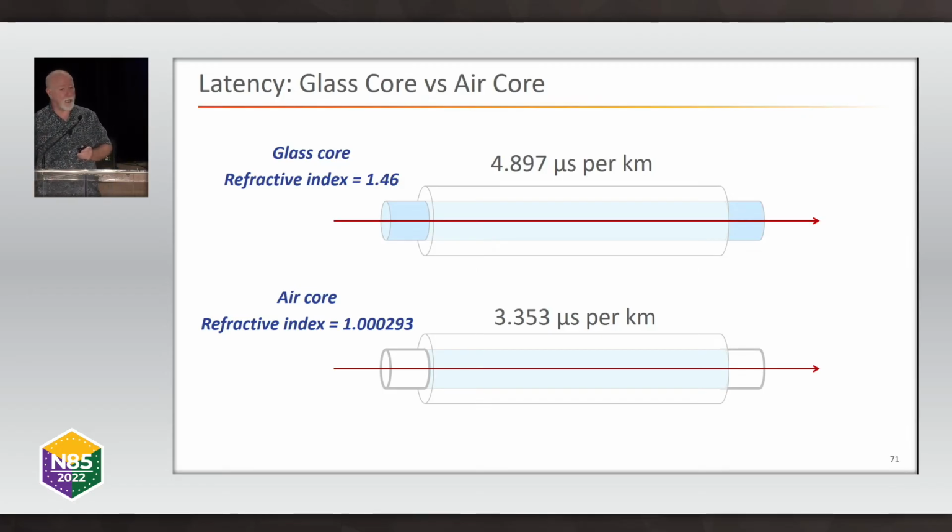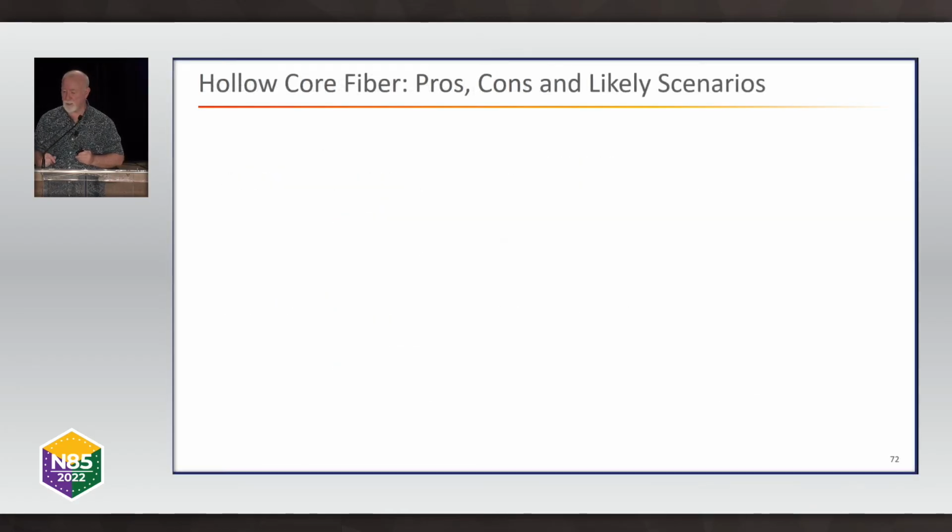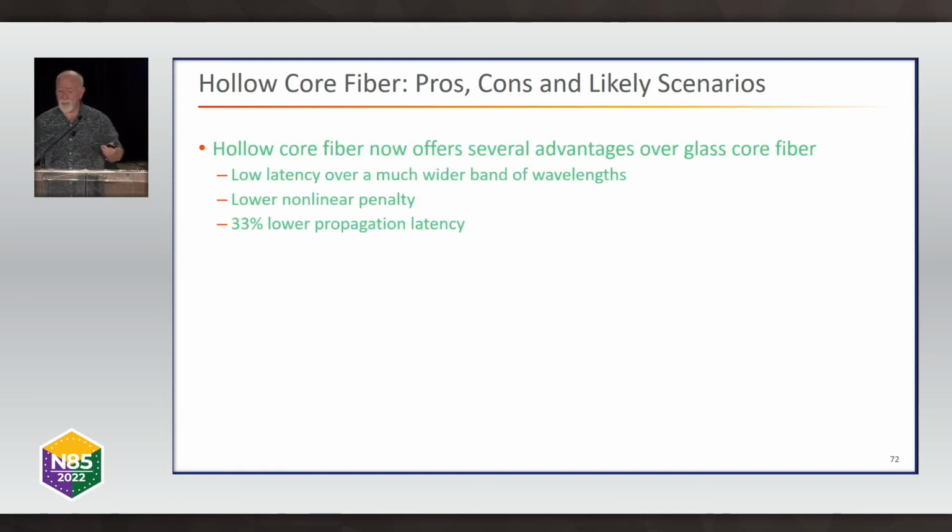And this gives you an indication of latency changes, glass core versus air core fibers. So basically, you're dropping from just under 5 microseconds per kilometer of latency in glass core fiber to about 3 1/3 microseconds per kilometer. So it's a decent reduction in latency. Now, the pros and cons, the likely scenarios: clearly hollow core fiber offers a number of advantages over glass core fiber: lower latency over a wider band of wavelengths.